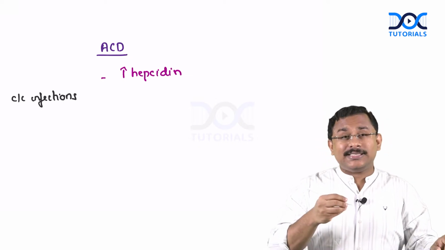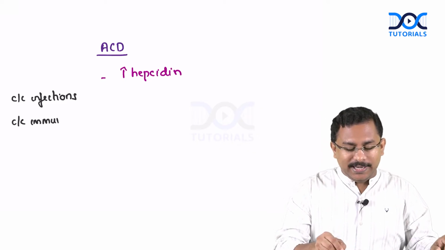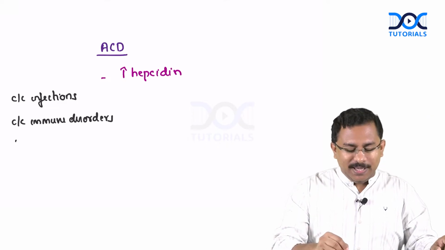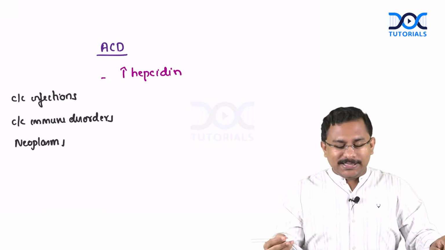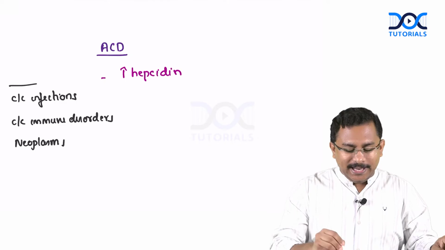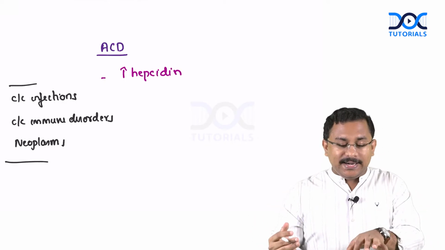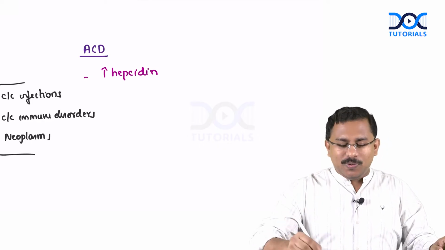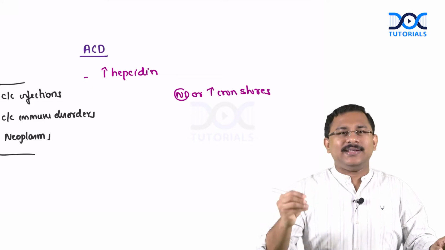Chronic microbial infections can result in anemia of chronic disease. It can result as a sequelae of chronic immune disorders like rheumatoid arthritis. It also can be a part of various neoplasms like a CA lung or a CA breast or a Hodgkin's lymphoma. So it can be associated with various conditions. Now, what are the iron studies in anemia of chronic disease? Again, very important. So number one, you will have normal or increased iron stores.